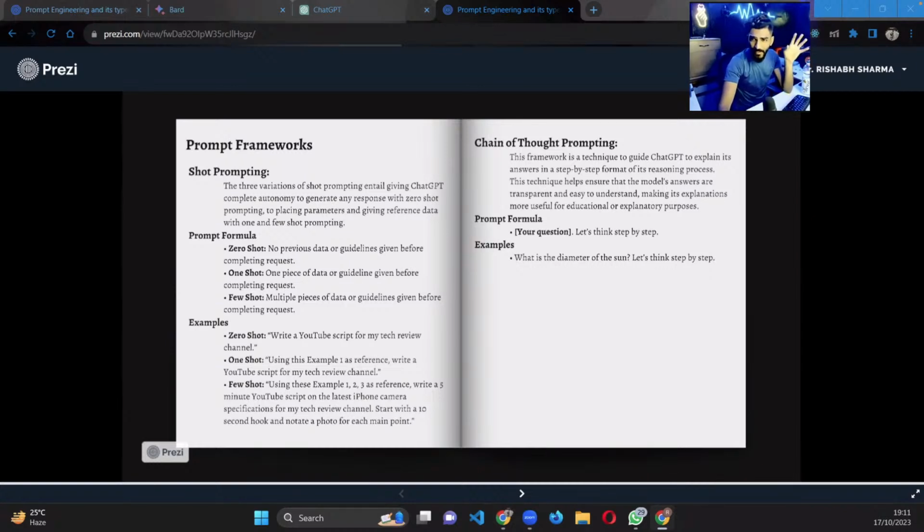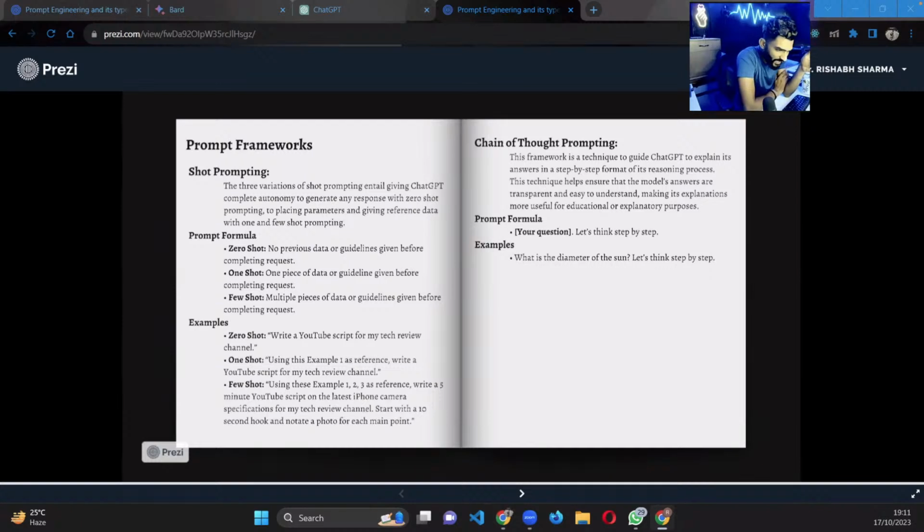Okay, so zero shot prompting means there is no prior information provided to your model. One shot prompting means one piece of information is given to your model, and you want your model to act as per that piece of the guideline which you have given to your AI model, right? And few shot prompting means there is a set of guidelines that you want to give your AI model, right?